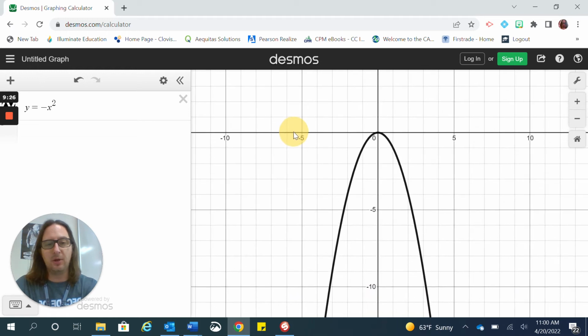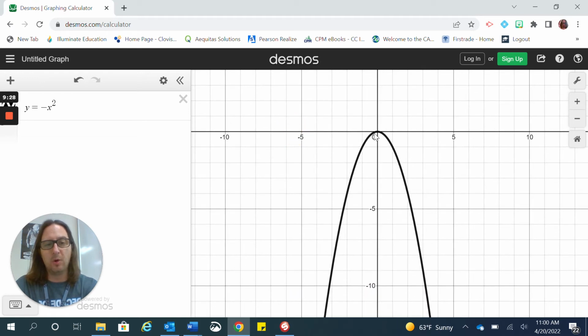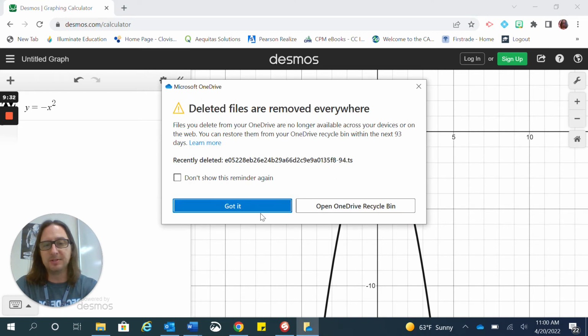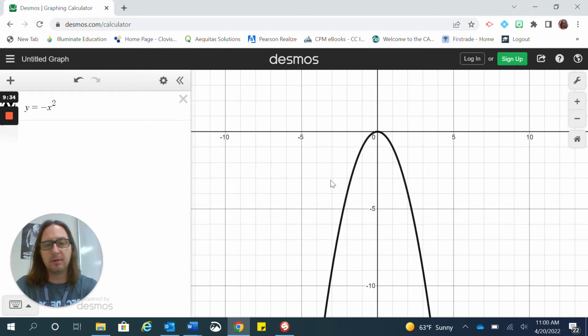Now when I go over 1, I normally would have gone up 1 on the parent function. But now I go in the opposite direction. I go down 1. If I go over 2, I'd usually go up 4, because remember we're squaring, but now I'm going down 4. So I'm just going in the opposite direction when that happens.